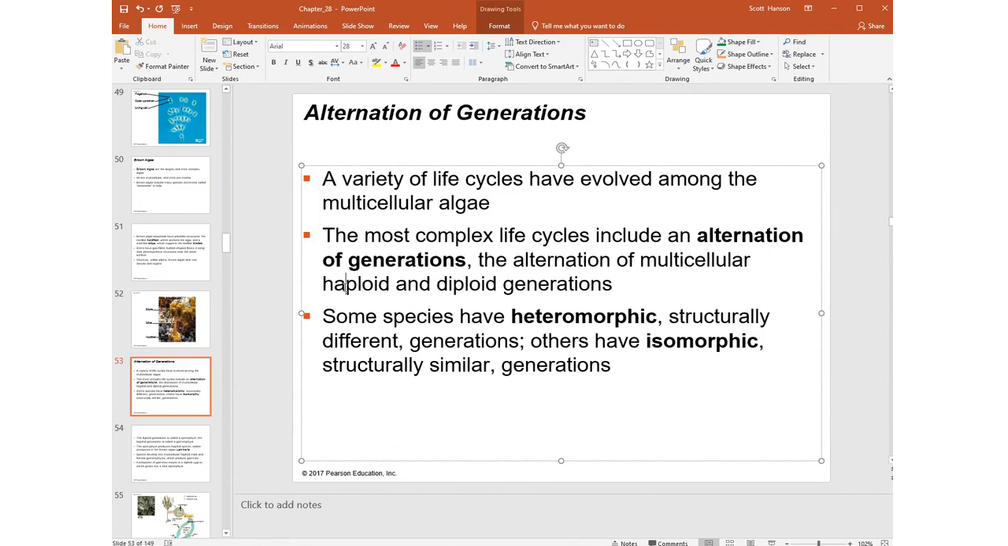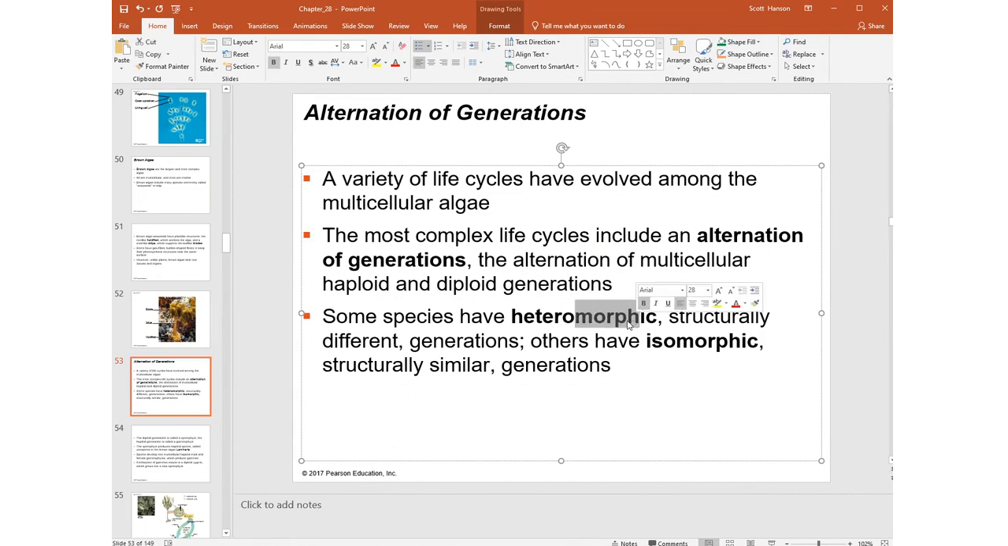Do you remember what haploid and diploid mean? We covered that in Biology 1. Haploid means having just one chromosome from each chromosome pair, and diploid means having two chromosomes from each chromosome pair. And remember, we're talking about eukaryotic chromosomes and eukaryotic cells here. So some species have heteromorphic generations. Remember what hetero means? Like heterozygous. Hetero means other. And what does morph mean?